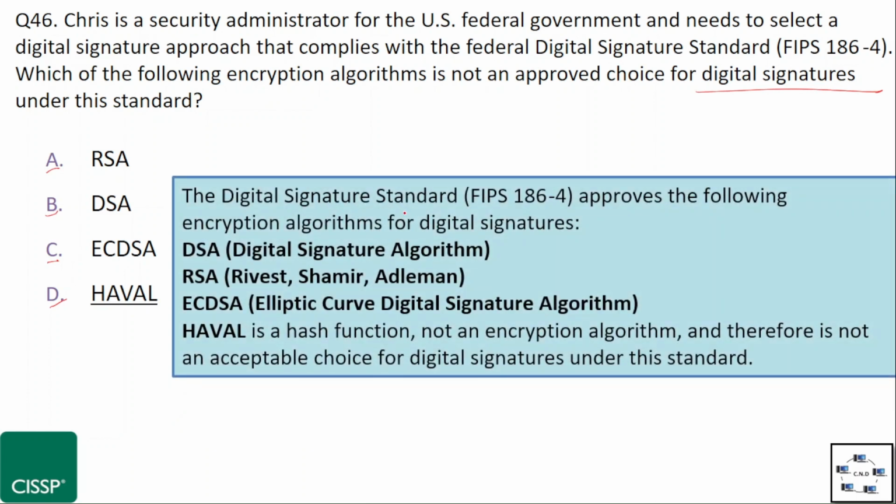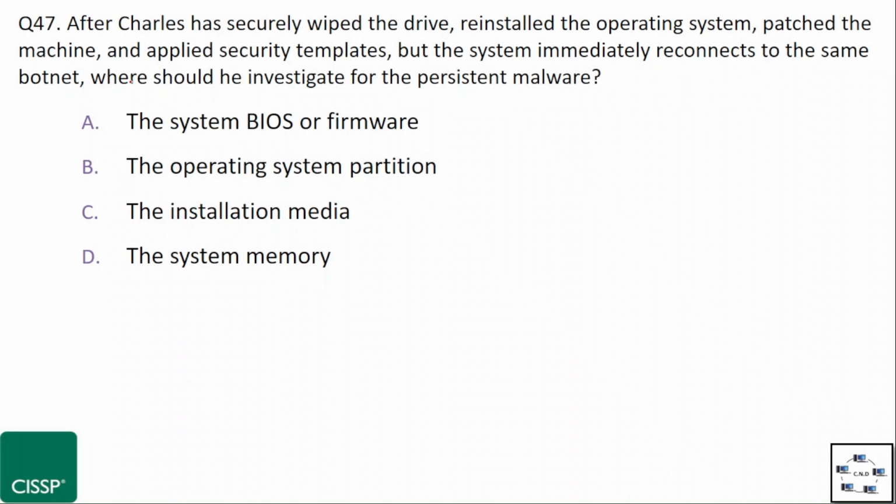The digital signature standard as per FIPS 186-4 approves the following algorithms for digital signatures: DSA, the digital signature algorithm; RSA, Rivest, Shamir, Adleman; and ECDSA, the elliptic curve digital signature algorithm. Havel is a hash function, not an encryption algorithm, and therefore is not an acceptable choice for digital signatures under this standard. Question number 47.